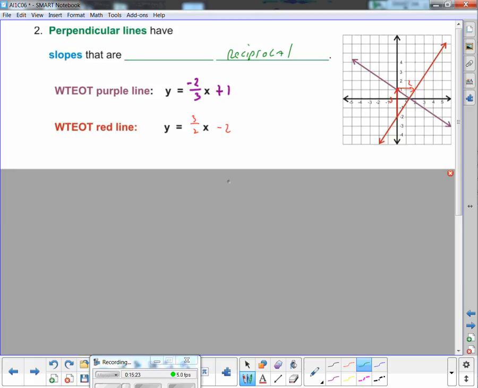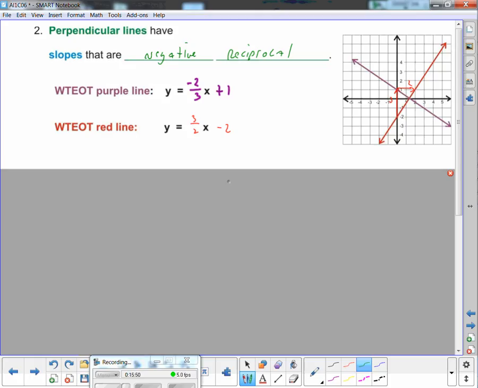Reciprocals. And notice one of them is positive and the other is negative. So therefore we say the slopes are negative reciprocals. The word negative means one's positive, one's negative. In other words, if you had a line where it was 3/2, the perpendicular line has to be the negative of it, so negative, and the reciprocal, so -2 over 3.